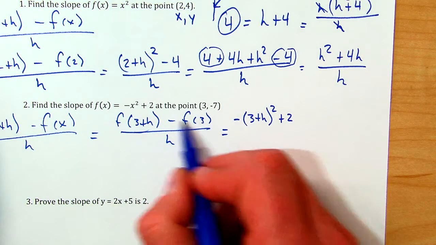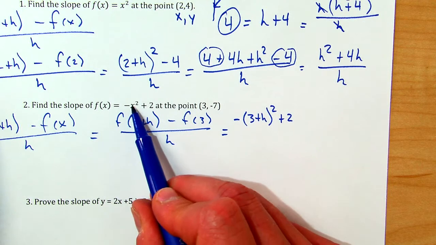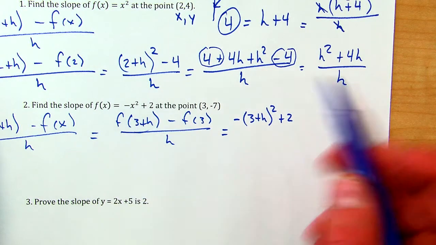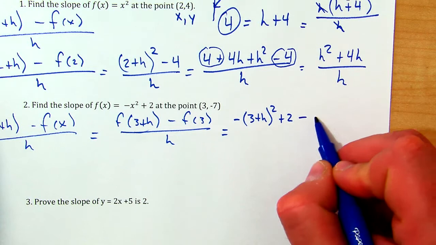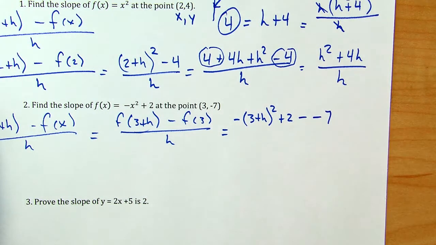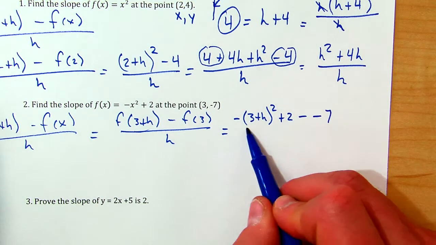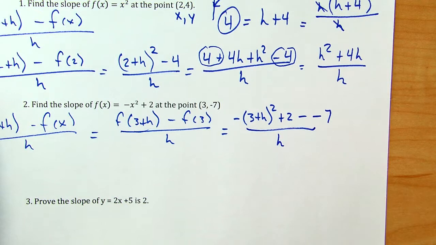If I plug in 3, I can either look at my point or figure it out. Looks like it's going to be negative 9 plus 2, which is negative 7. So be careful. It's minus f(x), which is, in this case, a negative 7. So minus the negative 7 all over h.